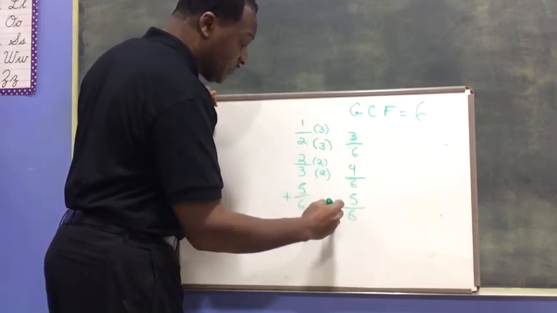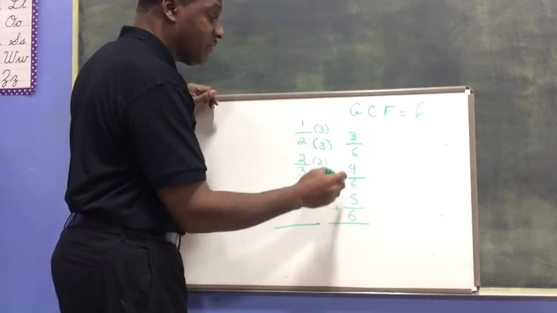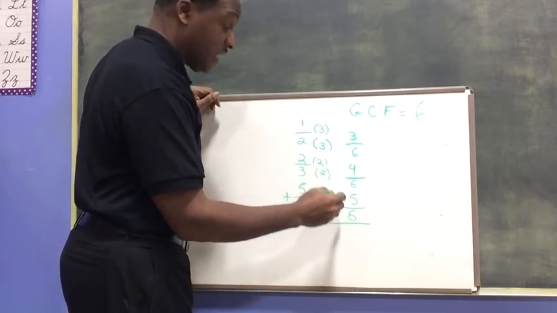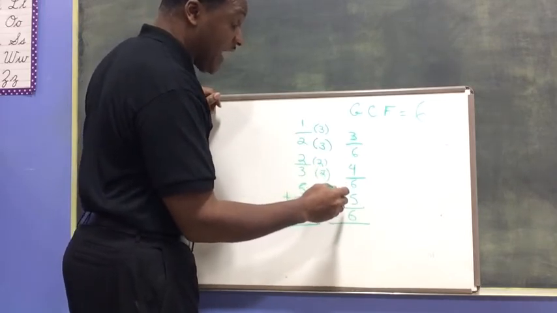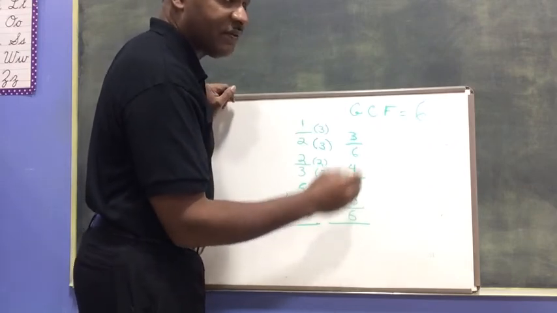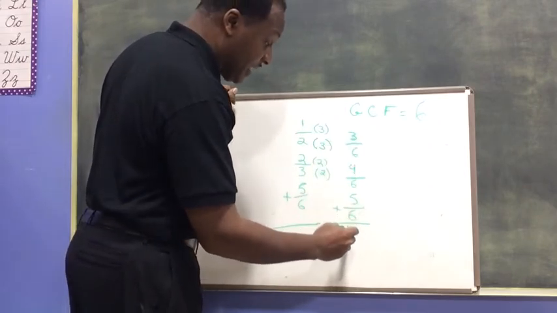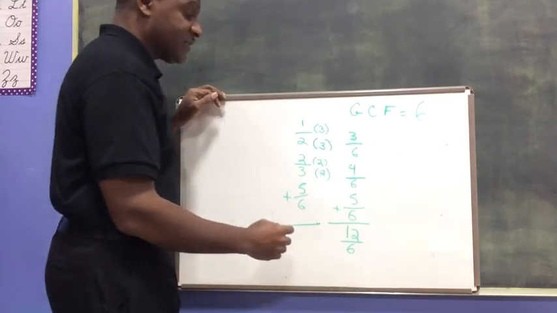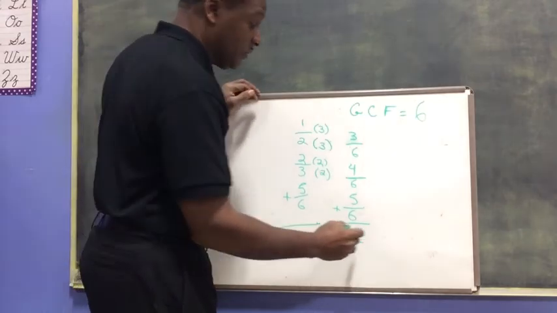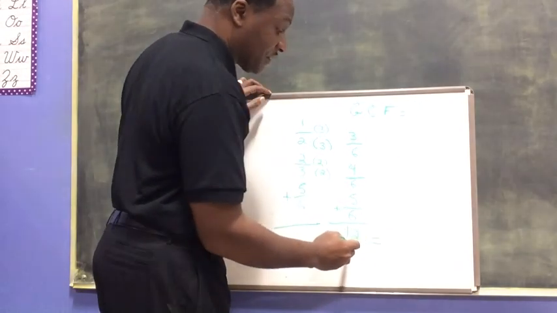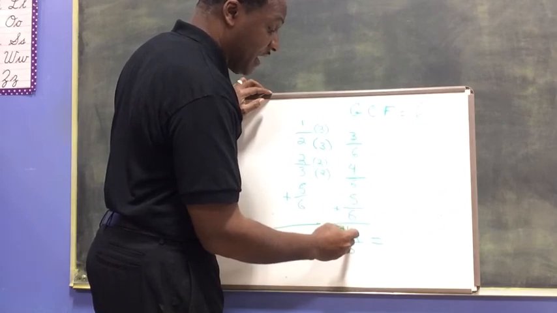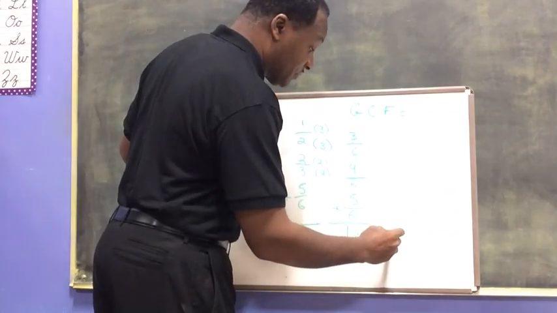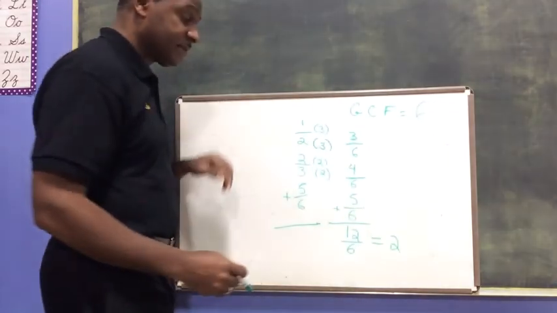And now let's put our plus sign and add them. 3 plus 4 is 7. And 7 plus 5 is what? Yes, Faith? 12. So we got 12 over 6. In this case, 12 over 6 can be reduced. Ask yourself the question, how many sixes are there in the number 12? Yes. 2. So 12 over 6 would be 2.